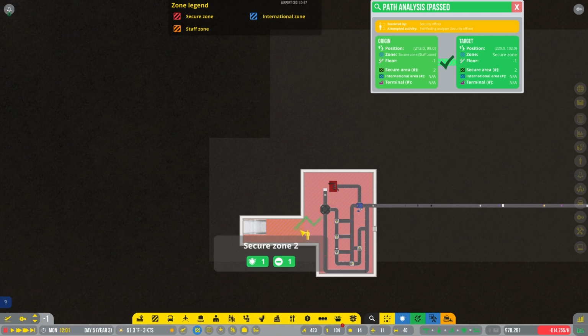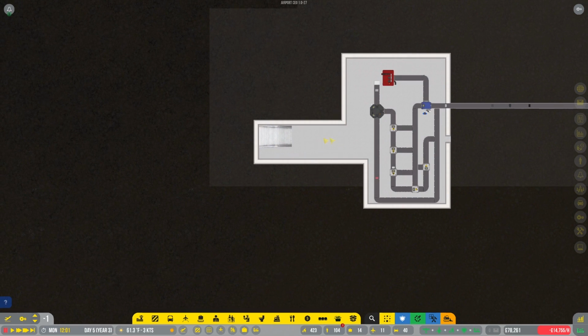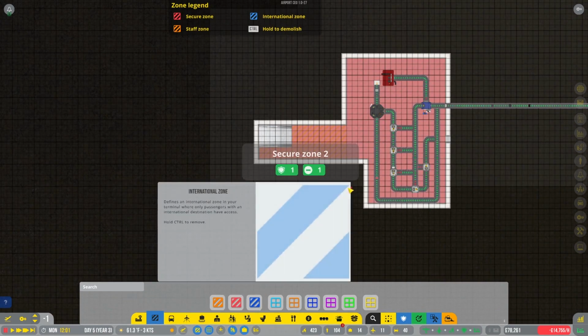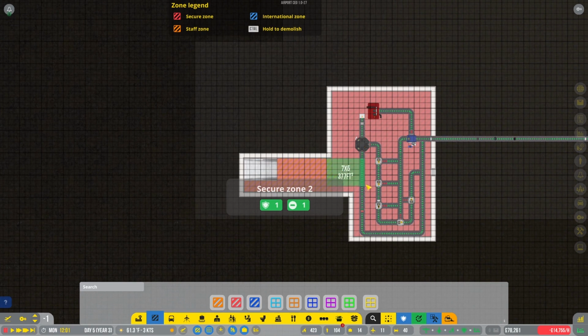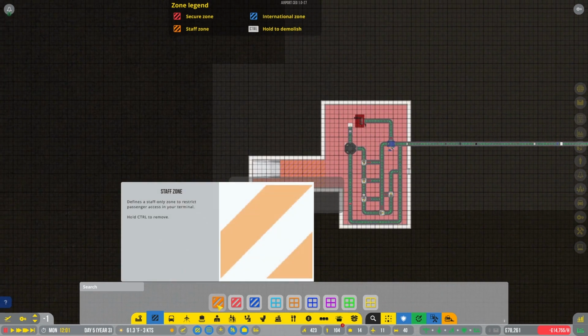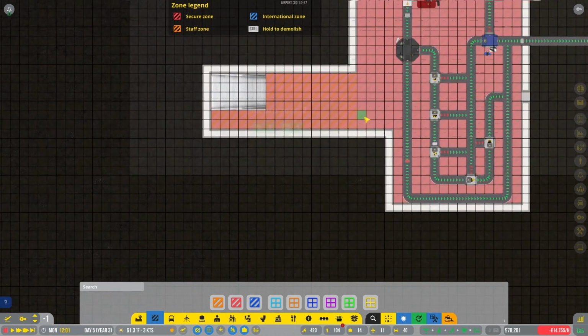Aren't we still going to have an issue? Do I need to make this whole thing secure? I suppose I might do. Yes, because that's a boundary point, isn't it? That's the problem there. Yeah, so if I make this all part of Secure Zone 2, as it's decided to call it, can I do that? Doesn't like going over walls, does it? Oh, I think that is Secure Zone, isn't it? Oh, okay, right, yes, that is Secure Zone.